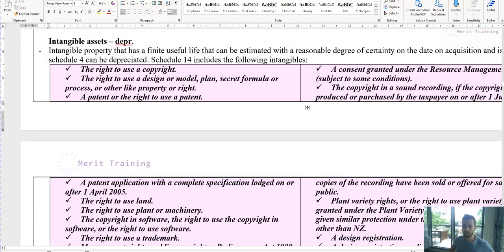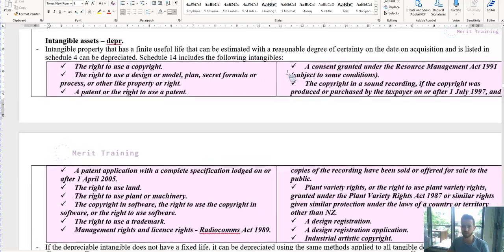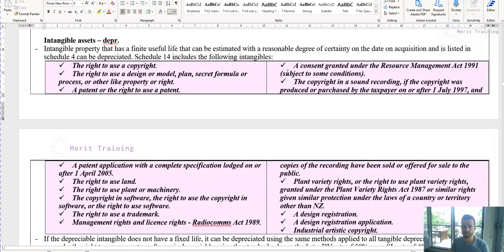So what is an intangible asset? It's an asset which you can't touch. So it's not going to be your plant and equipment, which you can physically see and touch, and it's there in your business. Your intangible assets are things like your copyrights, your patents, your goodwill. It's any rights or design registrations and things like that. Generally you don't depreciate intangible assets, but there are some kinds of intangible assets which are specifically listed in Schedule 14 of the Tax Act, which you can also depreciate.